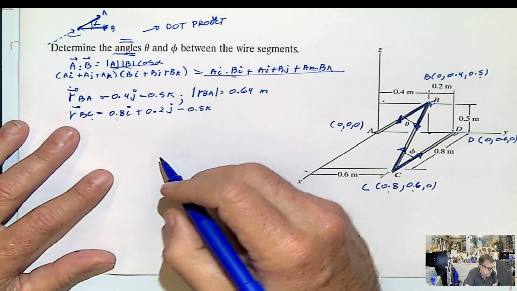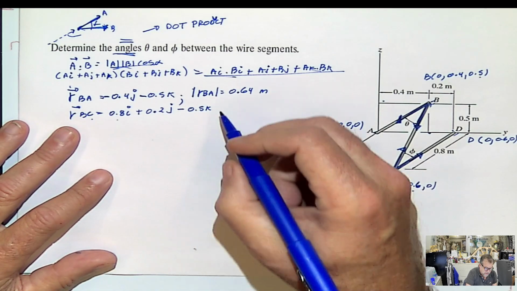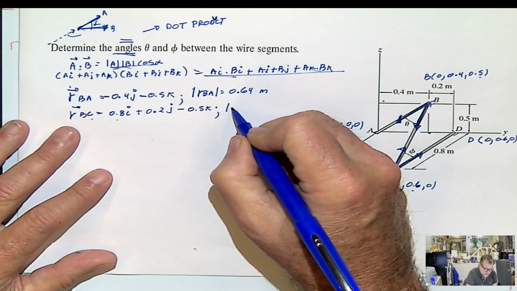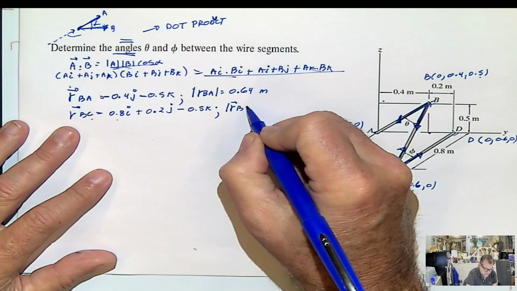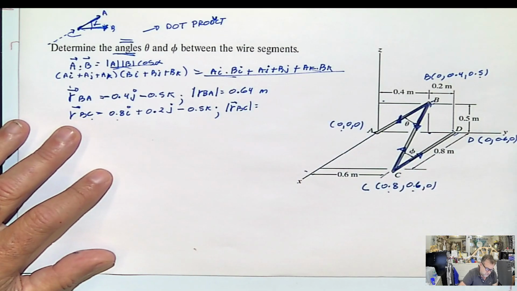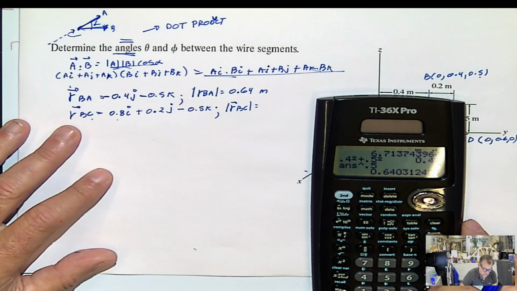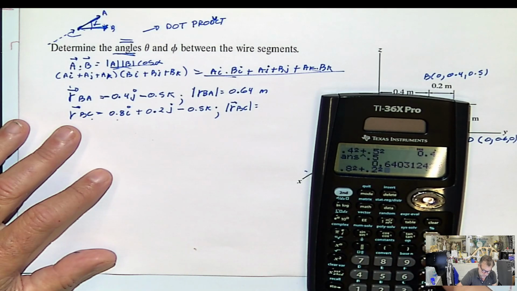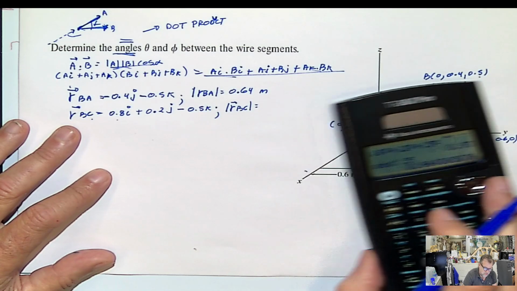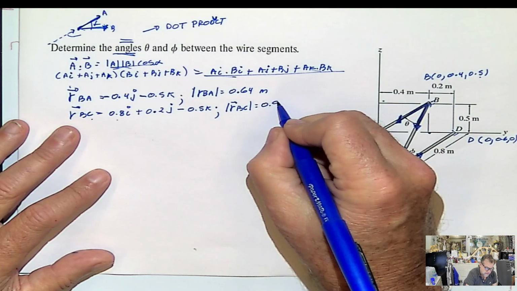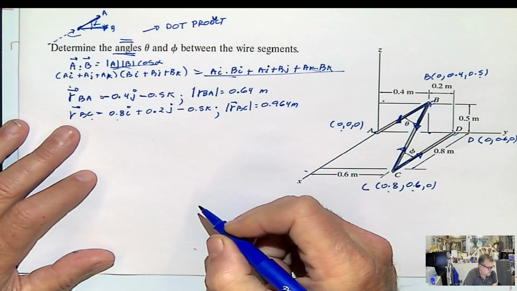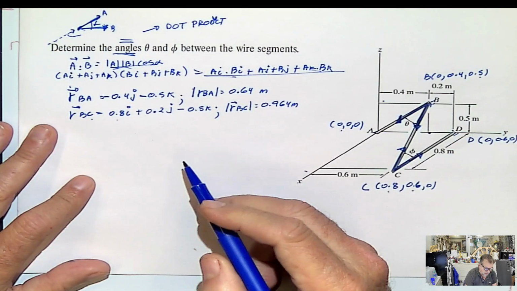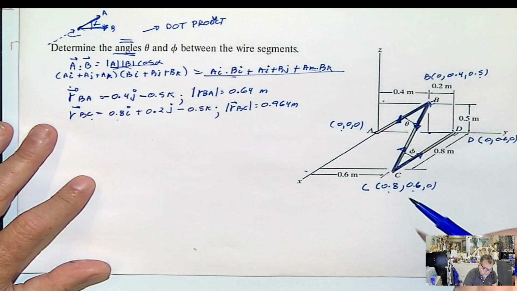Now let's calculate the magnitude of BC, because we're going to need it. It's just the square root of this square plus this square plus this square: 0.8 squared plus 0.2 squared plus 0.5 squared, to the 0.5. That is 0.964 meters. I could calculate this immediately, but let's keep going.